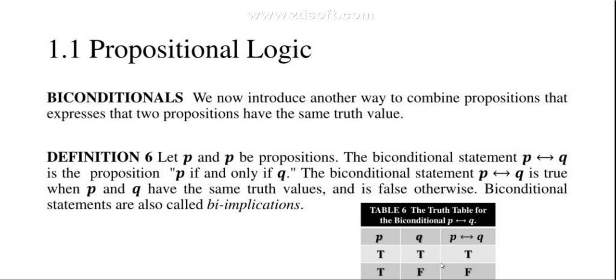But we had a condition: P biconditional Q will be true when both have the same truth value. Now you can see the last one: P is false and Q is false. P biconditional Q is true because both have the same value. So that's the truth table for the biconditional.